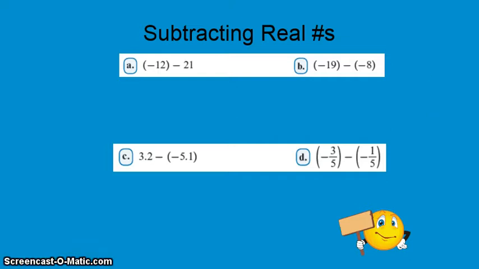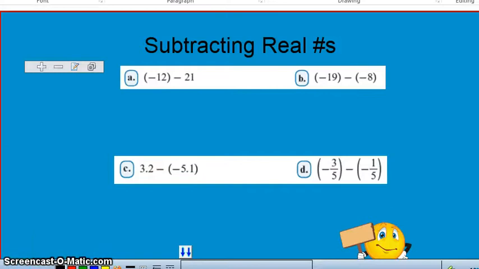All right, here we've got some subtraction problems. Negative 12 minus 21. Notice here and here are absolute values. This is negative, so our answer is going to be negative. Now, to subtract, we simply add the inverse. So we can rewrite A here as negative 12 plus the inverse of 21, and the inverse of 21 is negative 21. Negative 12 plus negative 21 gets us negative 33.